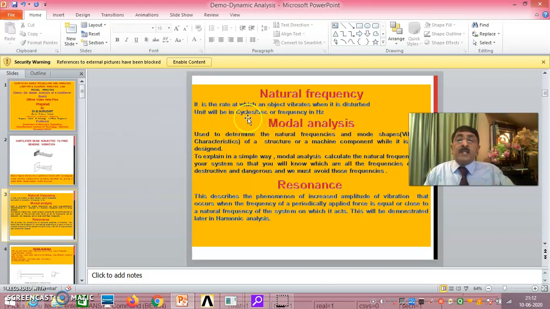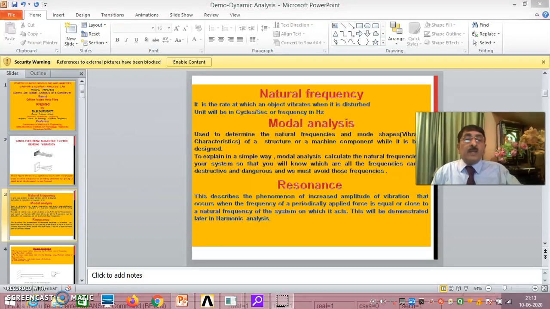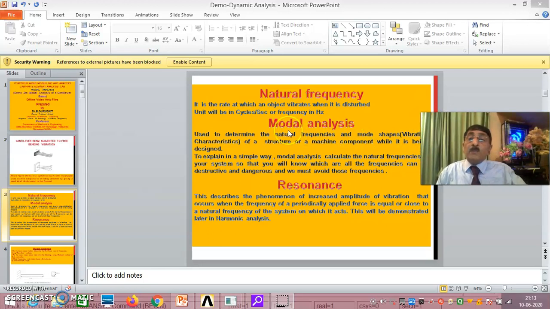That means it can be 10 cycles per second or 20 cycles per second or 80 cycles per second. Or frequency in hertz. If it is 80 cycles per second, it is vibrating at 80 hertz, you say. If it is vibrating at 100 cycles per second, you say it as 100 hertz. Now, in the same way, first we'll do the modal analysis.